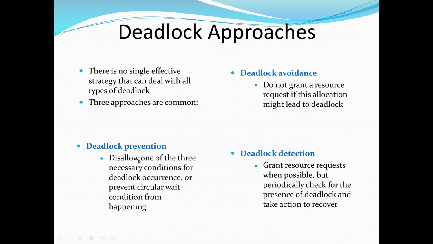And deadlock avoidance. Here we make sure that we do not grant a resource request if this allocation might lead to, again, deadlock. And then deadlock detection: we should grant resource requests when possible, but periodically we need to check for the presence of deadlock and take action to recover. And again, we are going to examine each of these in turn in the slides to come.